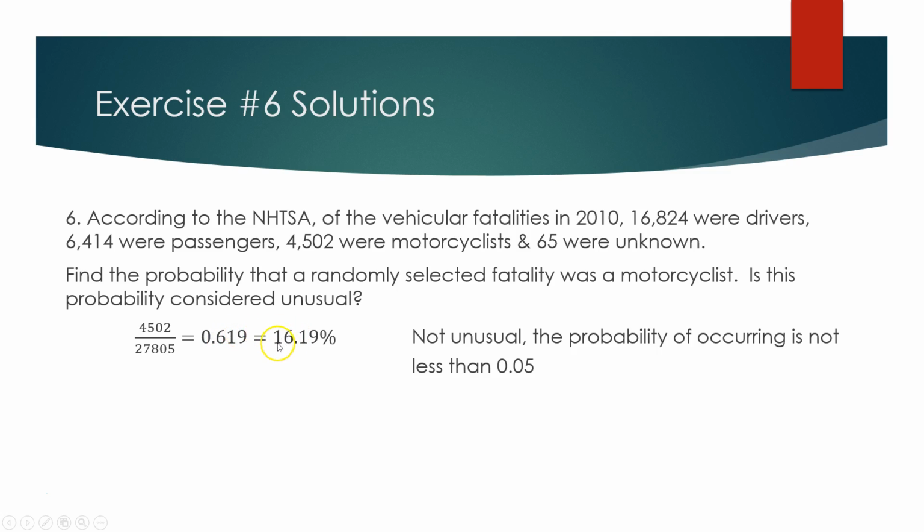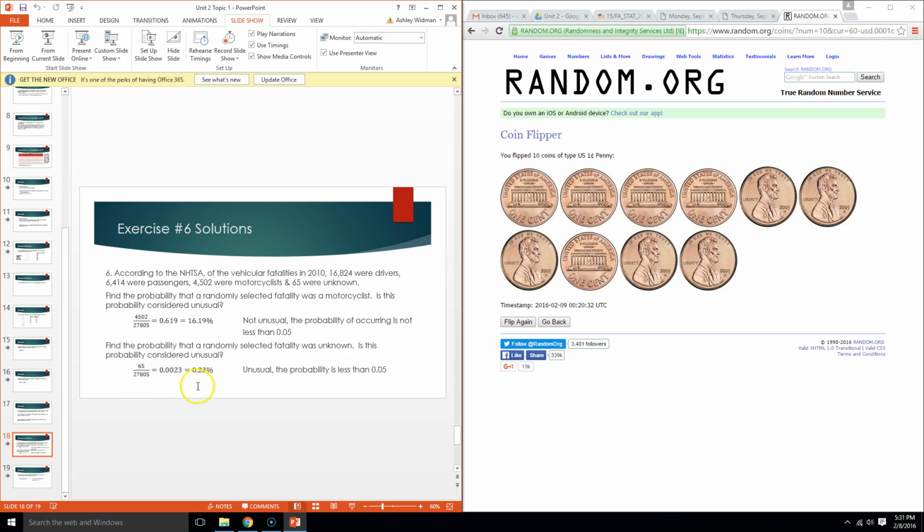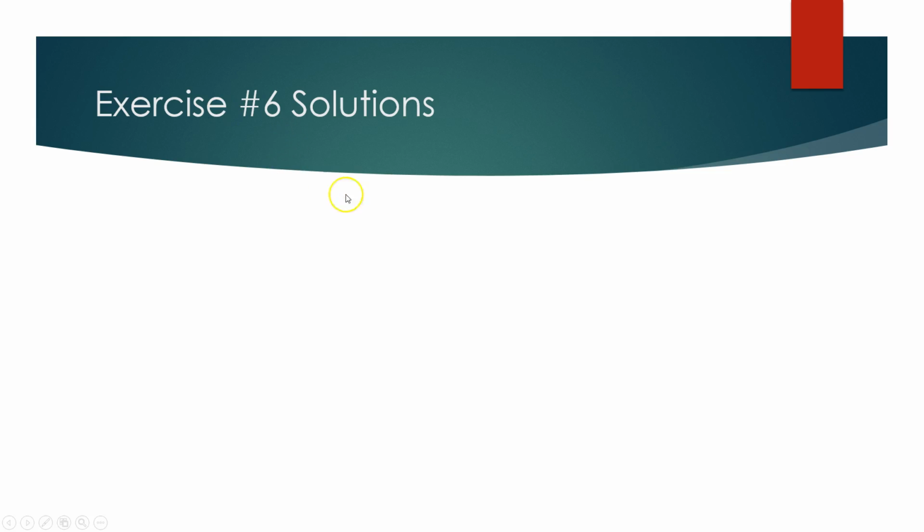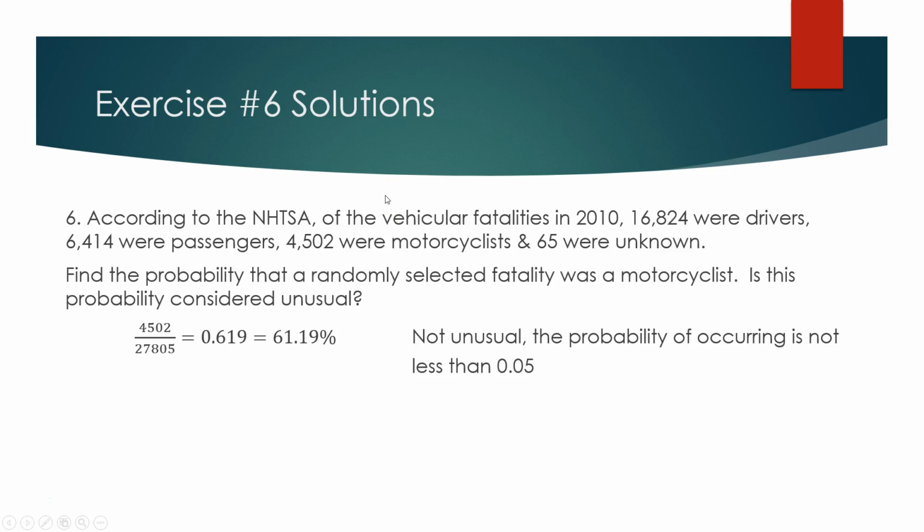That is 61.9%. I apologize, I'll have to put a note in there about that. And then this is not unusual. The probability of occurring is not less than 0.05. So that's our cutoff, right? So this is 61.9%. You know what, let's just change that while we can. Why not? And so that is much higher than 5%, so that's not unusual.